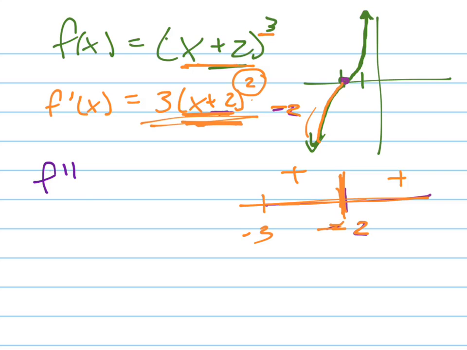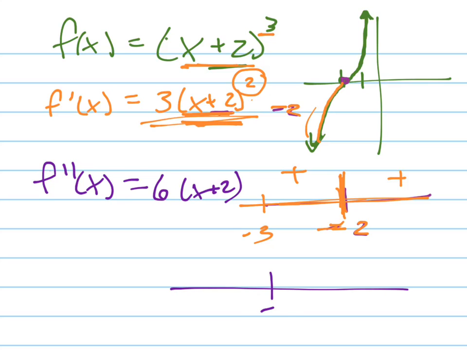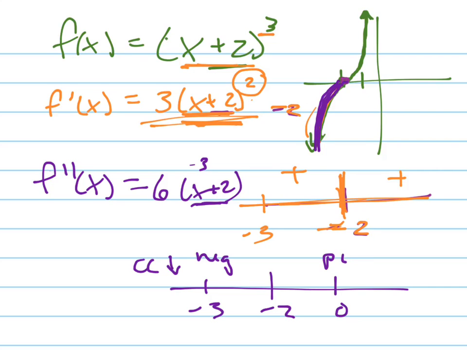Now let's do the double derivative test again. When we do that, we get 6 times (x plus 2). Now I do the same thing. -2. When I plug in -3, what am I going to get? Positive or negative? I'm going to get a negative, which means it's concave what? Down. And look at that graph. To the left, it's concave down. And to the right, plug in 0, let's say. What am I going to get? Positive, which means it's concave up, which it is right there.